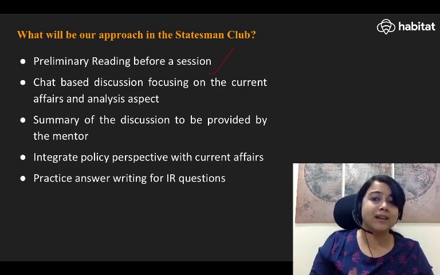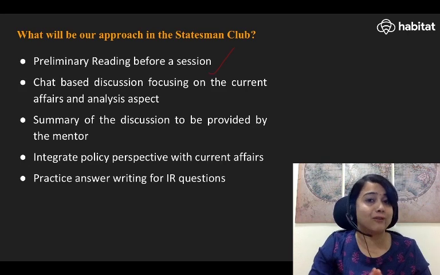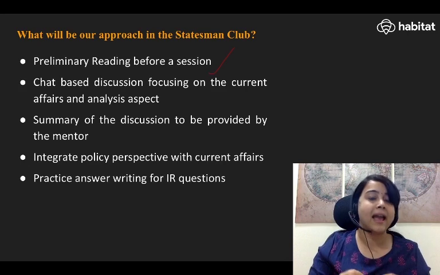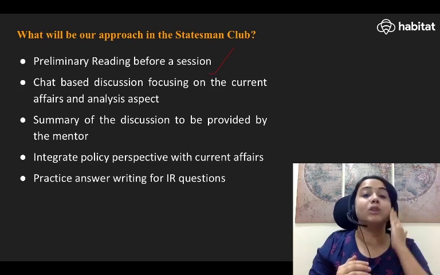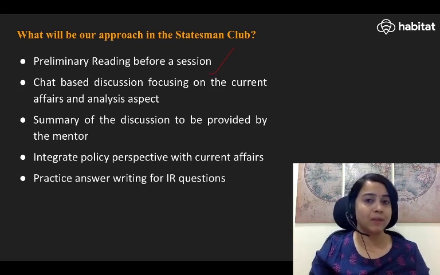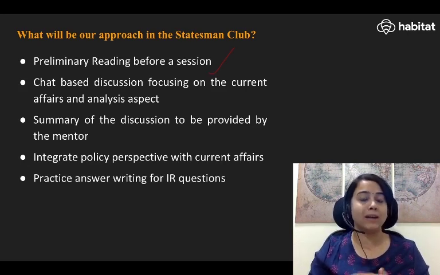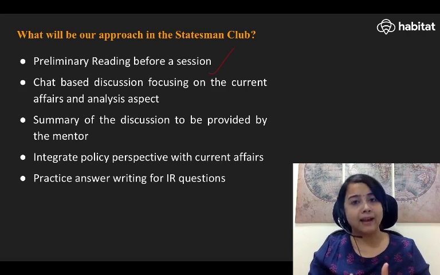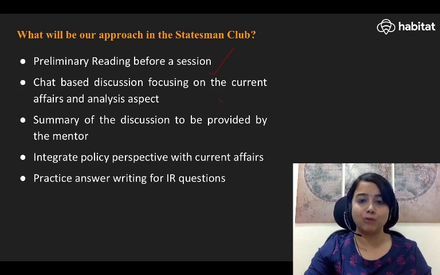The discussion in our session, because this is an advanced club, is going to be more on the current developments and more of analysis, and we will not be discussing too much of the background of an issue. Of course, wherever it is necessary, we will. But our main focus is going to be to understand the current developments on it and analyze them through different angles. And if there is any background that you need to know, that would be given to you in the reading before the class.